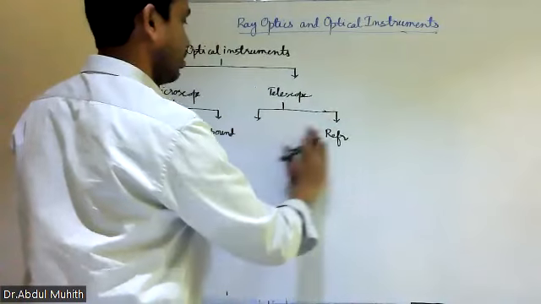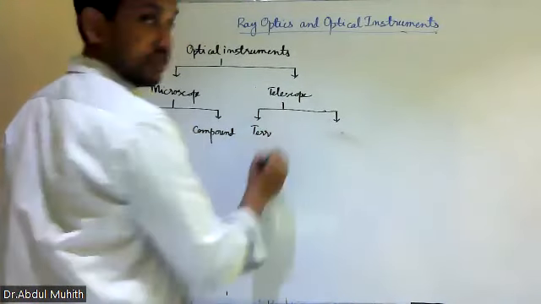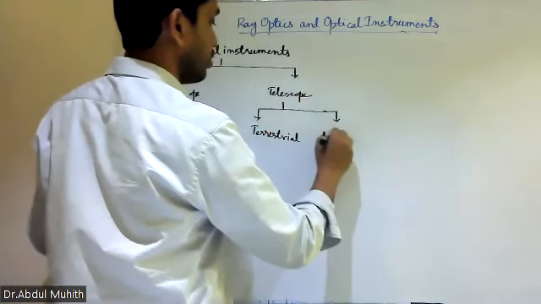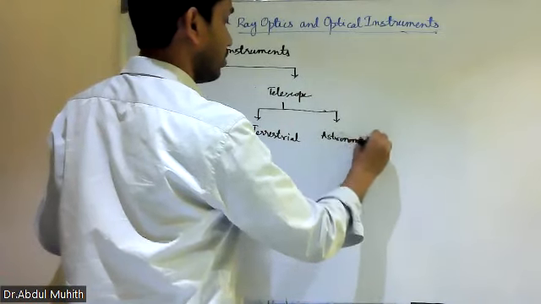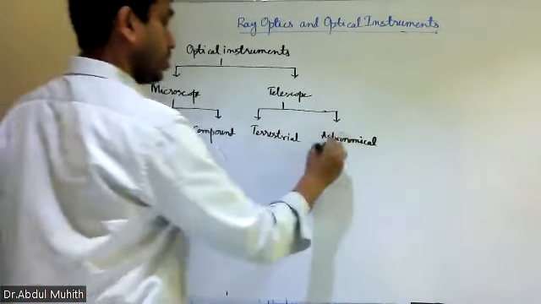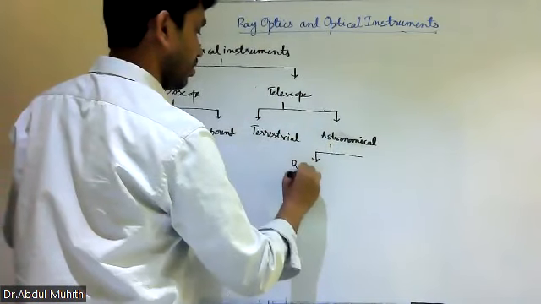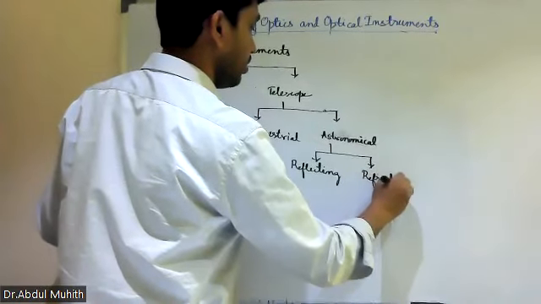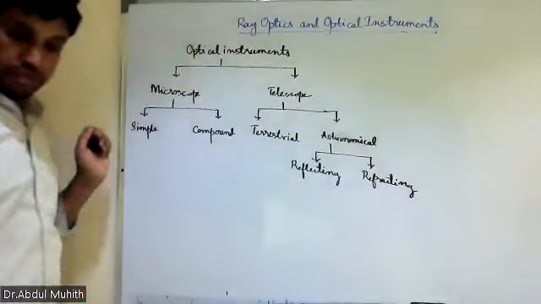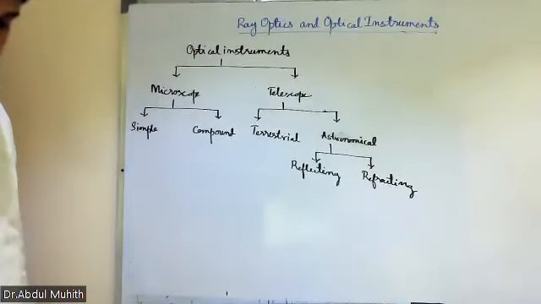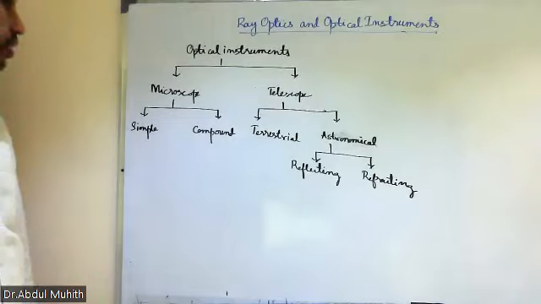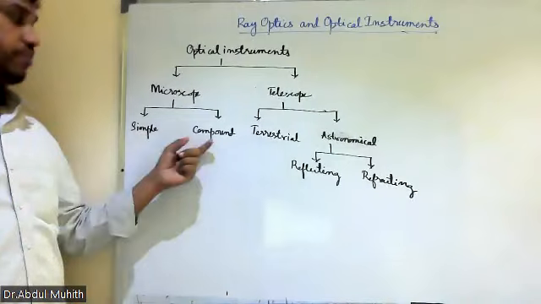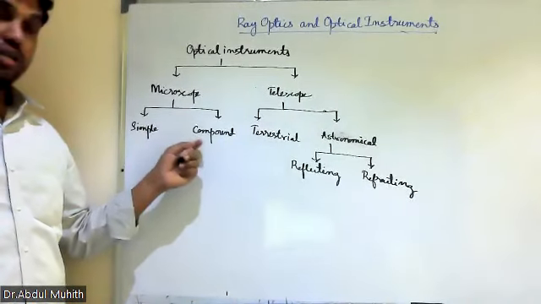Terrestrial and astronomical. Again, in astronomical, we have reflecting and refracting. Is it clear? This is the classification of telescopes. So we'll start with the first one, that is the simple microscope. A simple microscope is basically a magnifying glass. A compound microscope is the one which we use in the labs, bio labs.